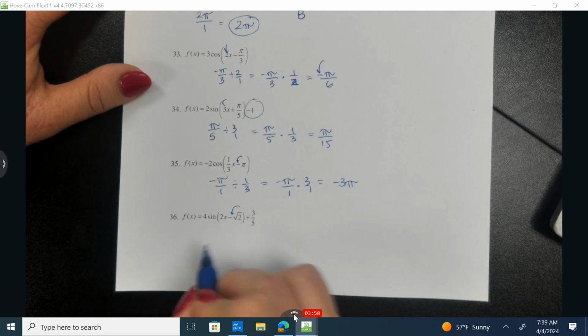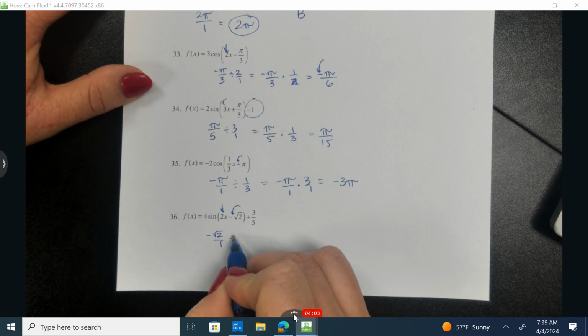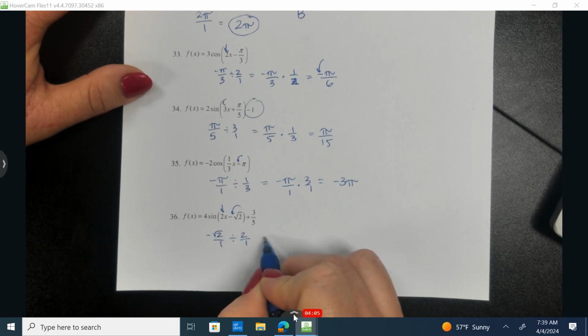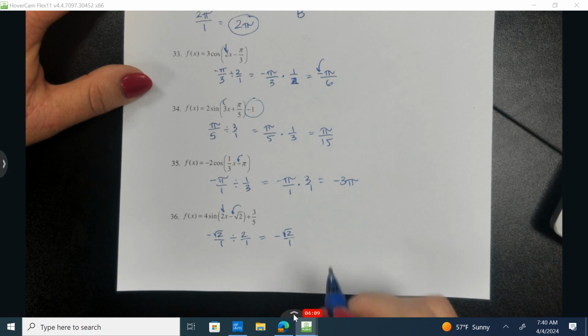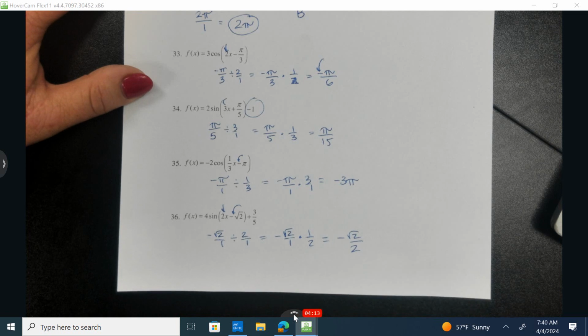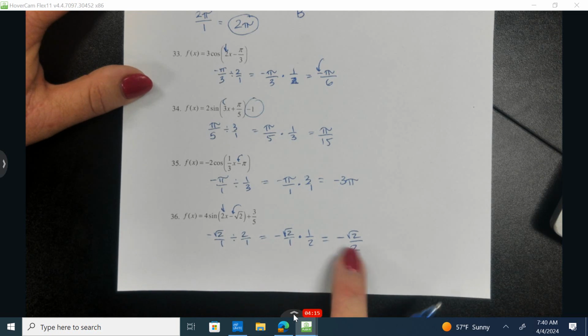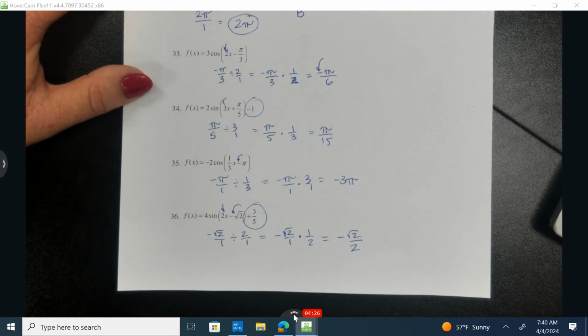Let's go to the last one. Don't forget about the negative. I have pi over 2, and I want to divide it by the coefficient, so we're going to divide by 2. Negative square root of 2 over 1 times 1 over 2 gives us negative square root of 2 over 2. Now it is negative, so we're going to say the phase shift is to the right, a distance of square root of 2 over 2, and we have a vertical shift of up 3/5.